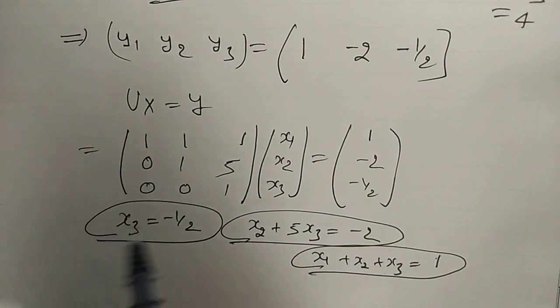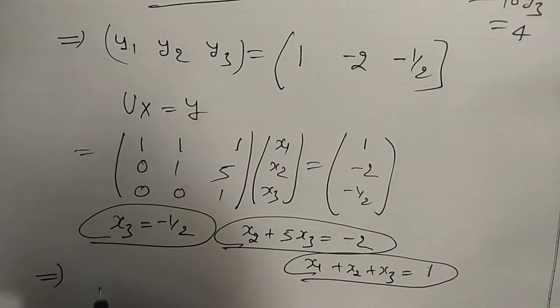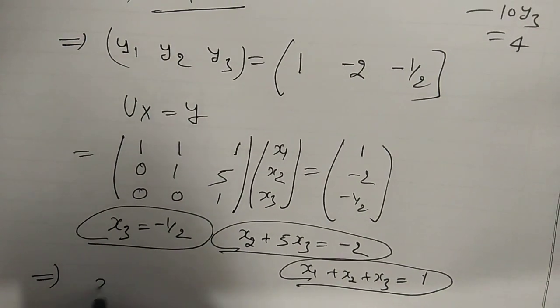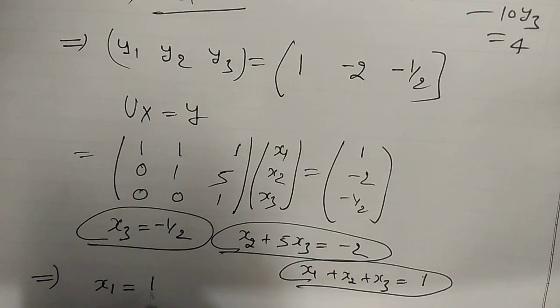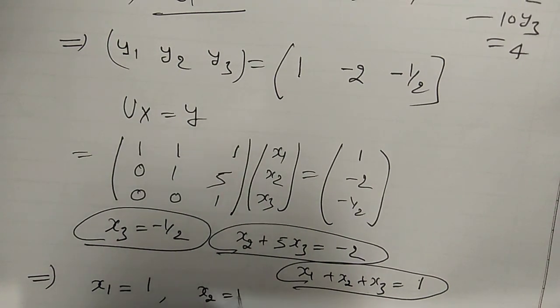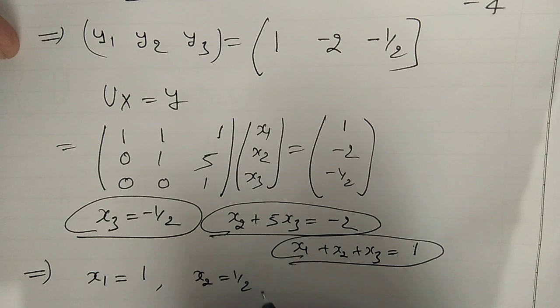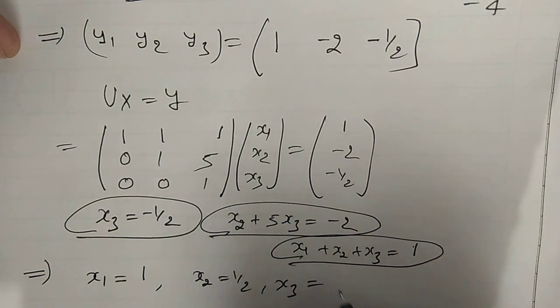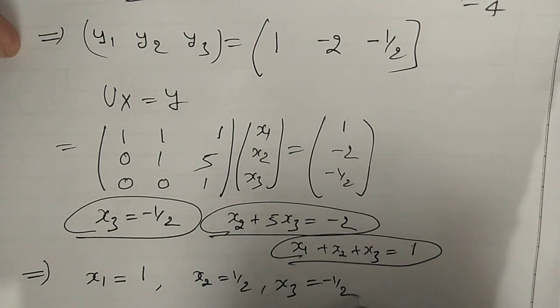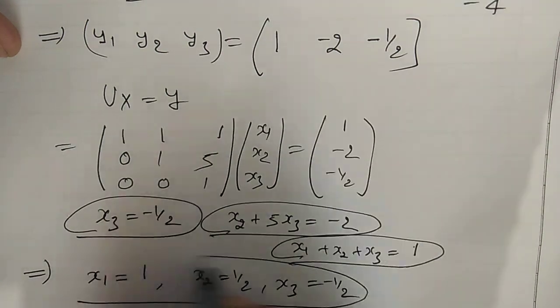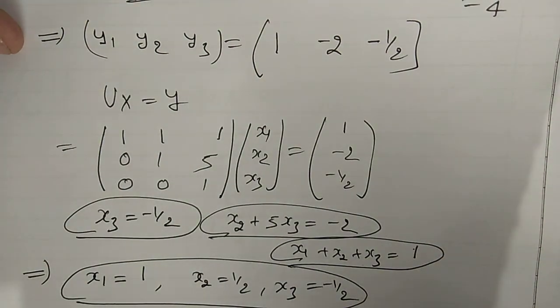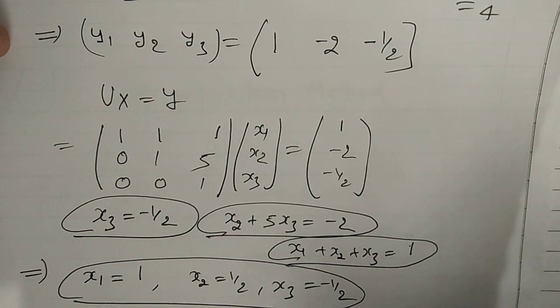If we solve these three equations, we get x1 equal to 1, x2 equal to 1/2, and x3 equal to minus half. So this is the solution of the system of linear equations using LU decomposition.